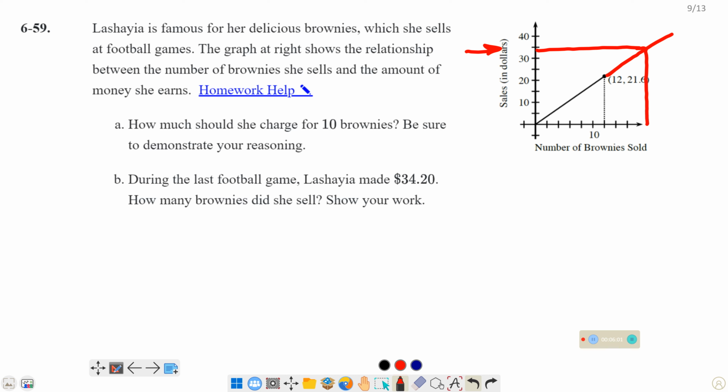Okay, and maybe this isn't the only way, because I want you to notice this doesn't say estimate. And right now I'm kind of estimating what this number would be. But that might be good enough for you, might be good enough for me. Go ahead and write a sentence. How many brownies do you think she sold at the last football game? Pause the video to finish this problem.